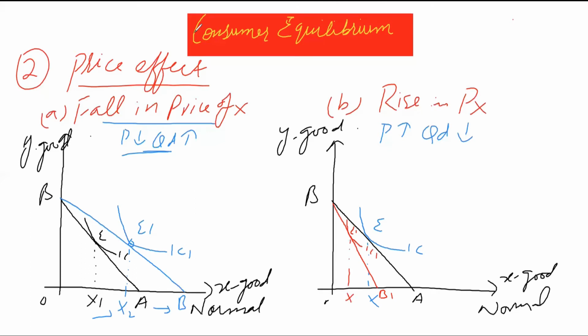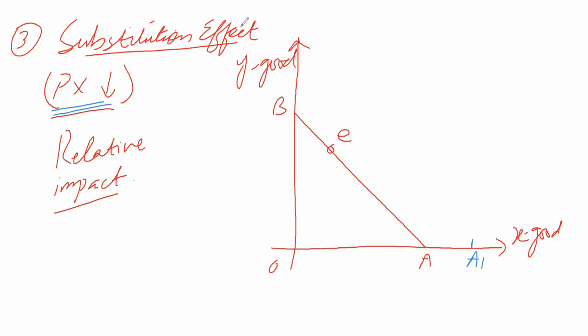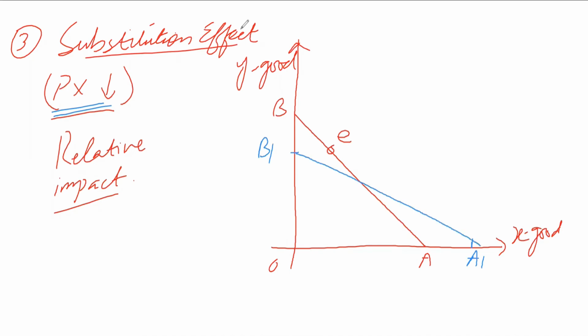The last situation is the substitution effect on consumer equilibrium. Again draw the same graph, labeling two goods, one on the X and the other on the Y axis. Now draw a budget line, the same. Now let's look at the substitution effect, and we have the condition that there is a fall in price of X. In case of the substitution effect we basically consider the relative impact of a fall in price of one good not only on the same product but on the other product as well.